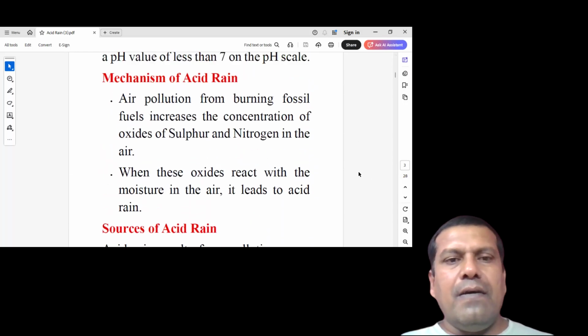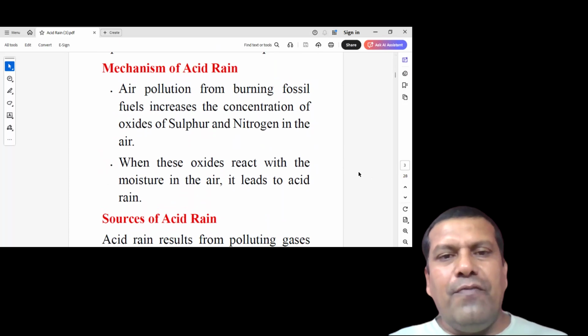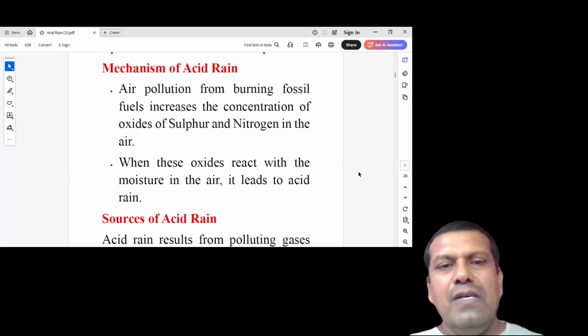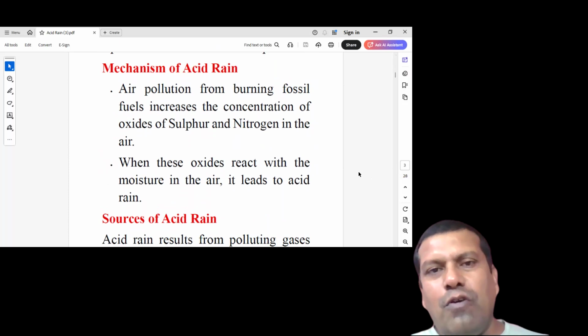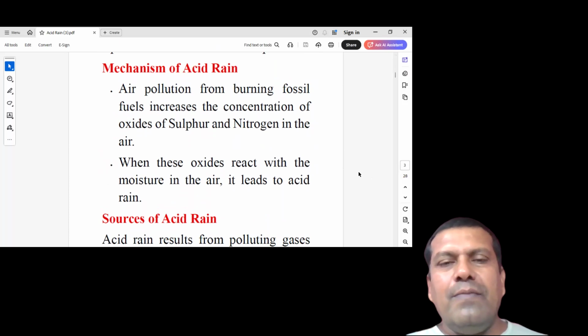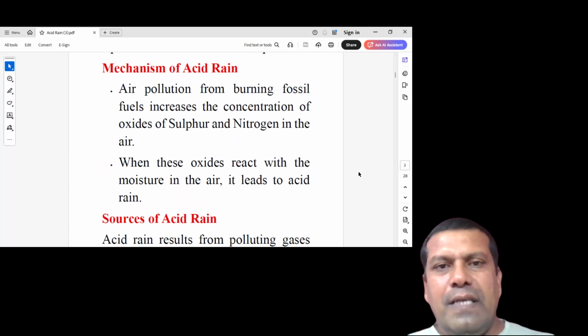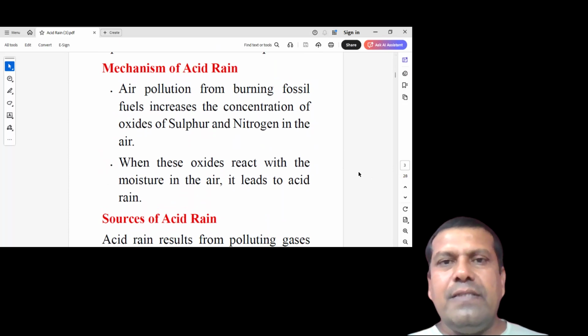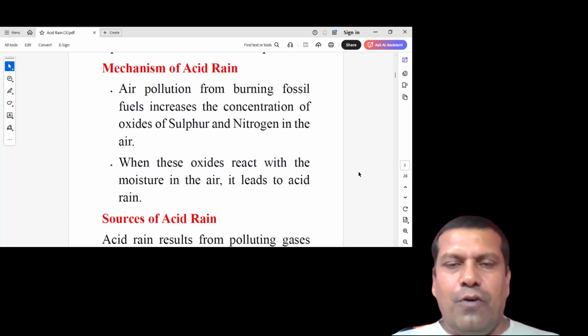Let us know a brief about the mechanism of acid rain. Basically, air pollution is caused from the burning of fossil fuels. So what are fossil fuels? Fossil fuels are things like coal, petroleum, and natural gas. So these are the examples of fossil fuels.